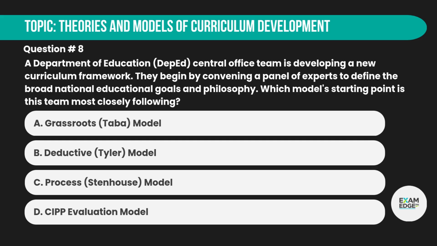Question number 8. A Department of Education, DepEd, central office team is developing a new curriculum framework. They begin by convening a panel of experts to define the broad national educational goals and philosophy. Which model's starting point is this team most closely following? A. Grassroots, Taba, model. B. Deductive, Tyler, model. C. Process, Stenhouse, model. D. CIPP evaluation model.